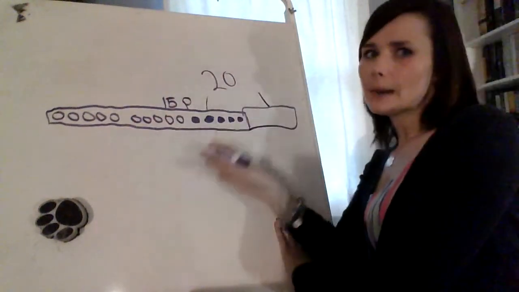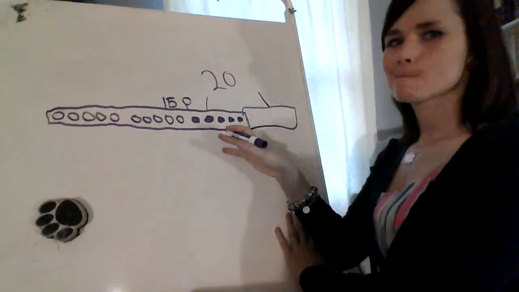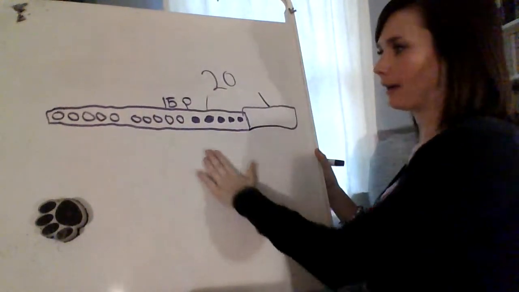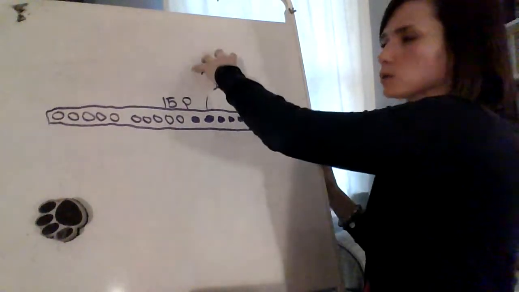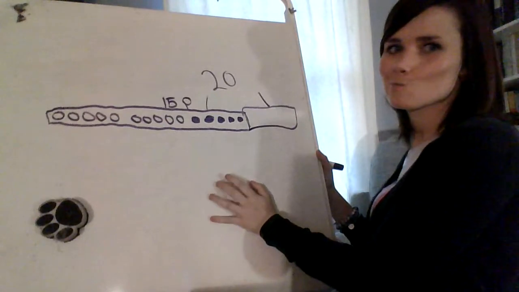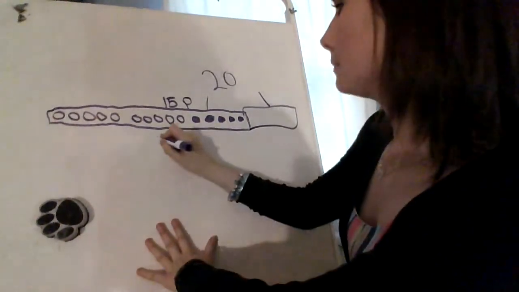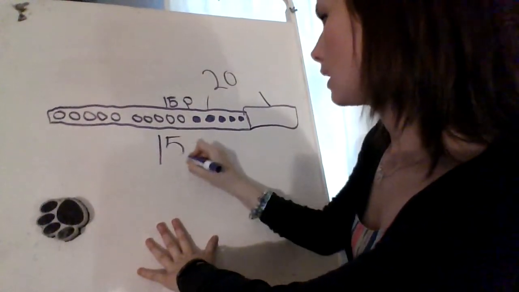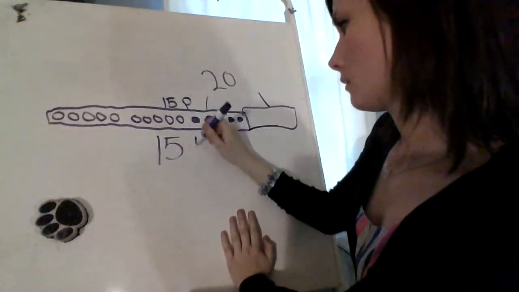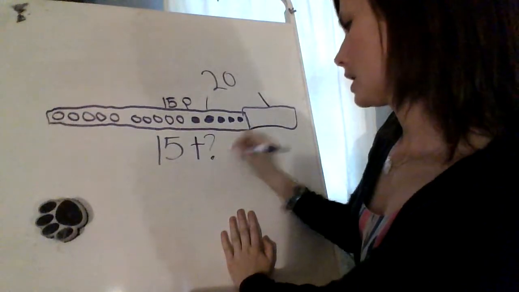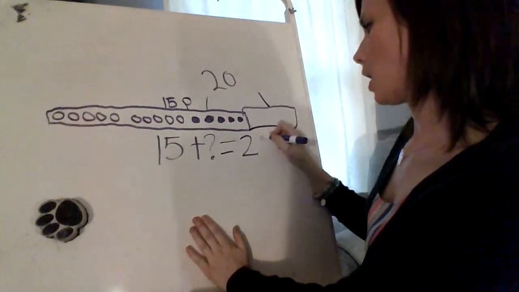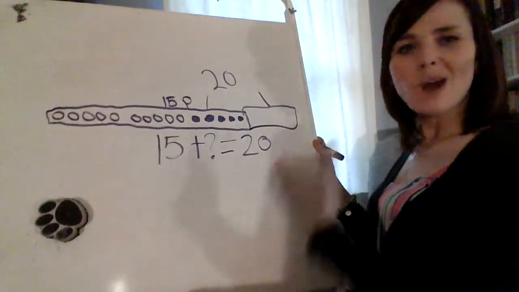So what would our number sentence be? Remember, this is our number bond. We have part plus part equals whole. How could we write this number sentence? Right, 15 plus our mystery number, our number we don't know yet, equals 20. Nice job.